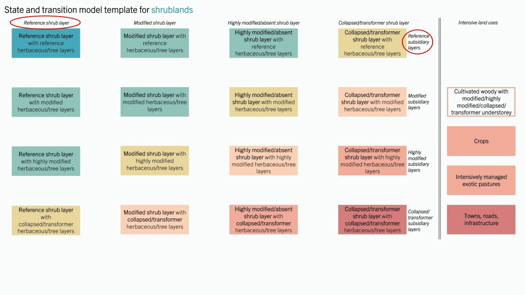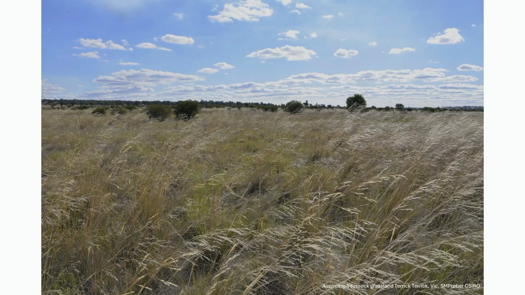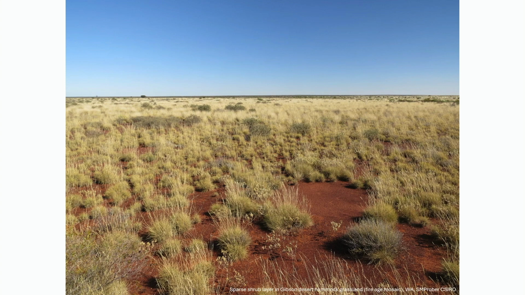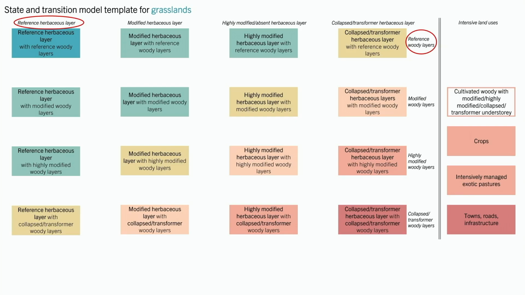And that brings us to grasslands. Here's an example of a simple tussock grassland with just a herbaceous ground layer. But that's not always the case. We might also have scattered shrubs or trees in some tussock grasslands and also in hummock grasslands. And sometimes the trees are a very important part of those grasslands, even though they may be scattered. So for the grasslands template, we propose following the same recipe as for forests and woodlands and shrublands, but putting the herbaceous layer on top with the woody layer as subsidiary.